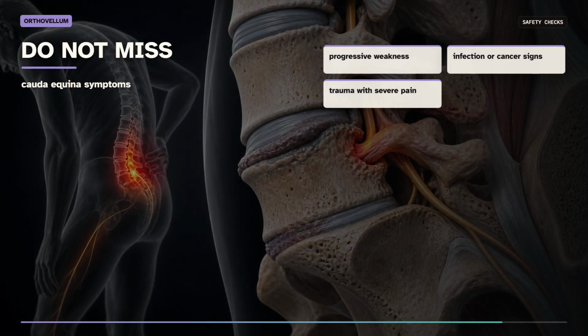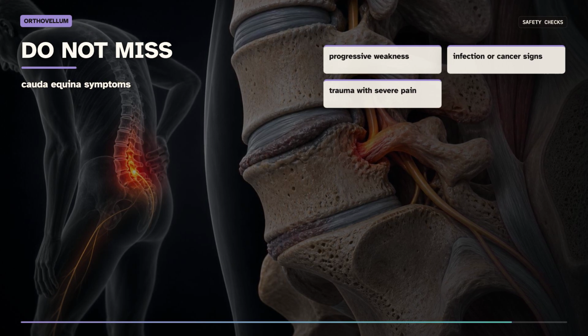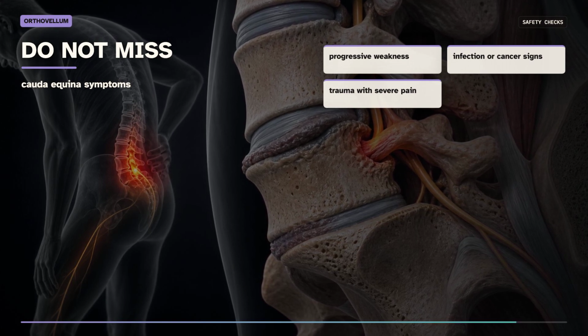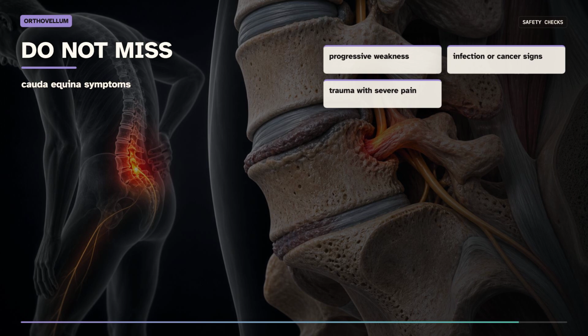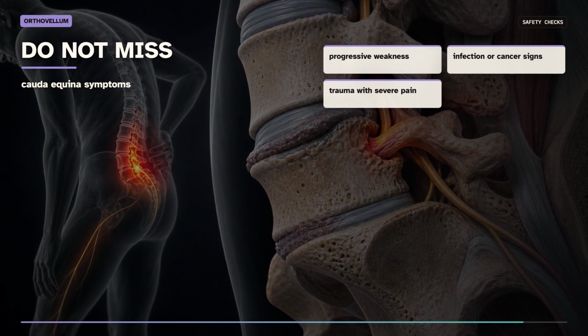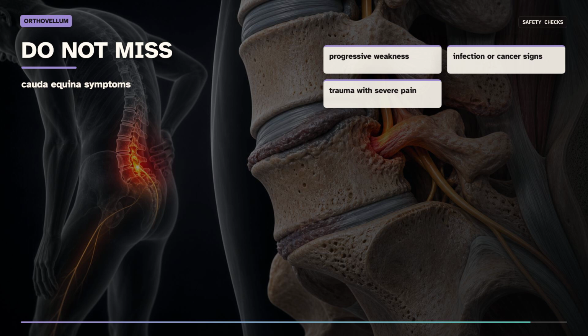Red flags and urgent features include cauda equina symptoms, progressive weakness, infection or cancer signs, trauma with severe pain. Red flags do not mean panic. They mean the pathway changes, earlier assessment, different imaging, or urgent specialist review. For patients, this is the safety net. For residents, this is how you avoid anchoring on a common diagnosis while missing the dangerous one.